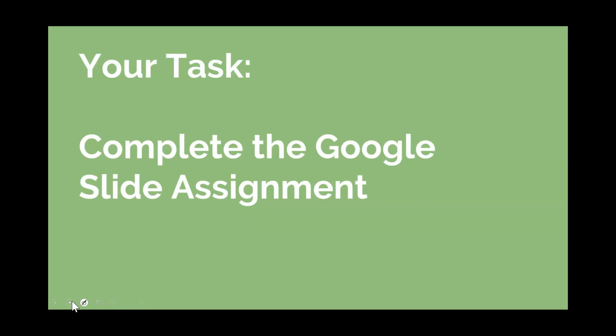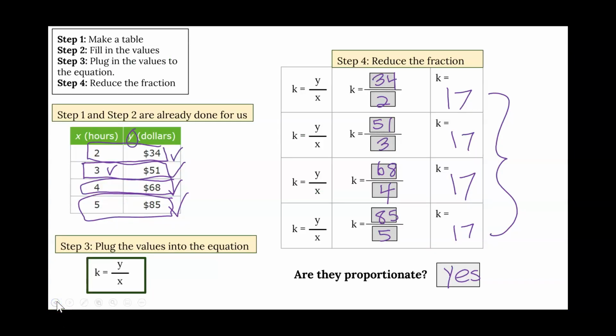So your task today is to complete the Google slide assignment. You're going to be able to find it on Google Classroom, and what you're going to do is the same exact thing that we did here. You're going to have an example given to you, one that looks very similar to this, and you're going to get this exact page with the steps. Steps 1 and 2 are already done for you, and your job is to just plug in the values and figure out if they are proportionate or not.